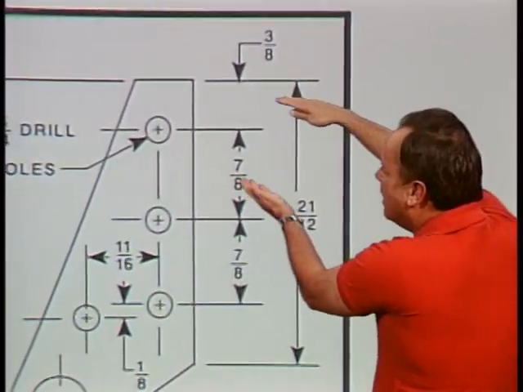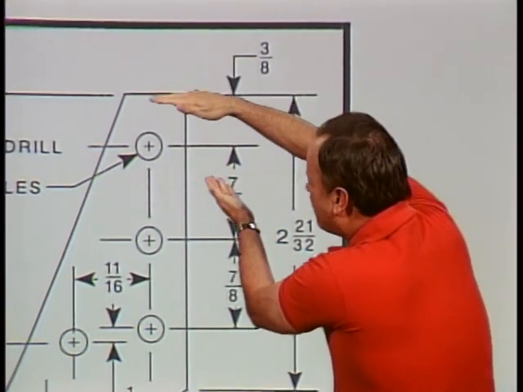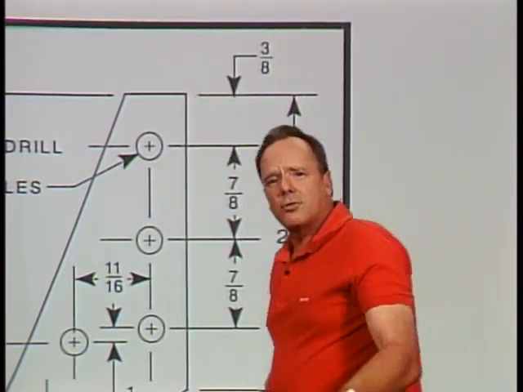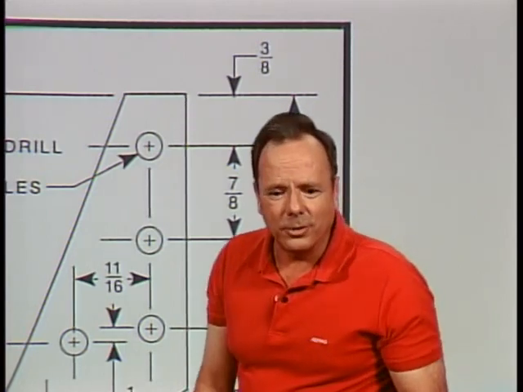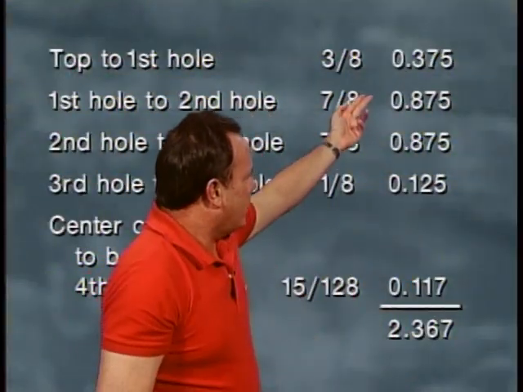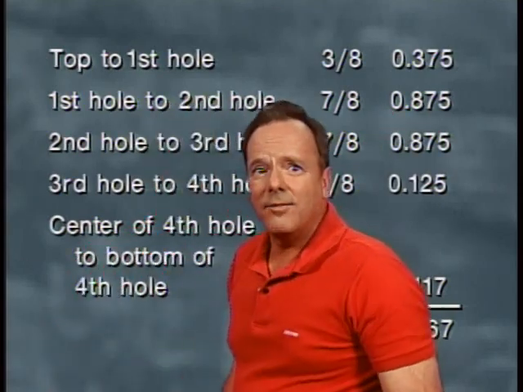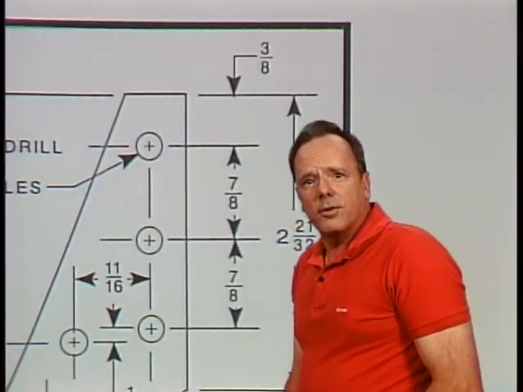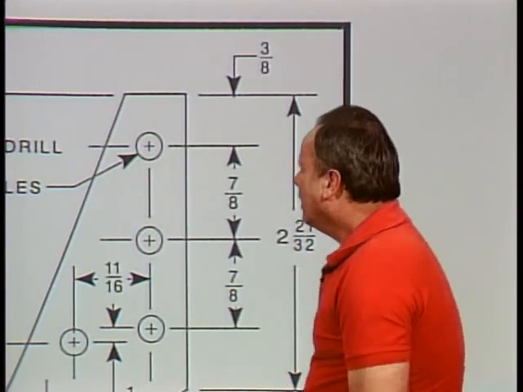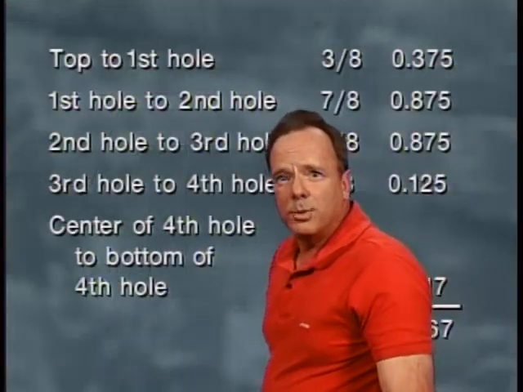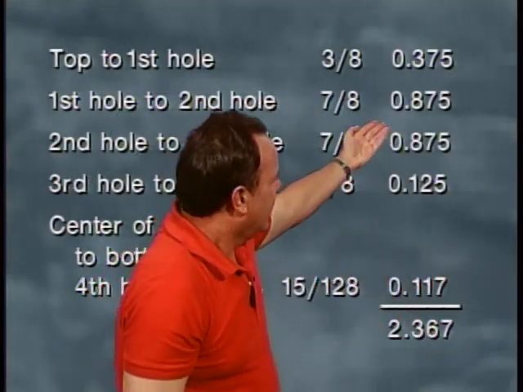Let's start at the top. From the top of the plate down to the middle of the top hole is 3/8 of an inch. You need an electronic calculator to figure out what that is if you don't know off the top of your head, but it's 0.375. So the first dimension we're going to write down is 0.375. And then we're going to go from the center of the first hole to the center of the second hole. So that's this distance right here. That's 7/8 of an inch. So all we have to do is put that down with our calculator, and that's 0.875.